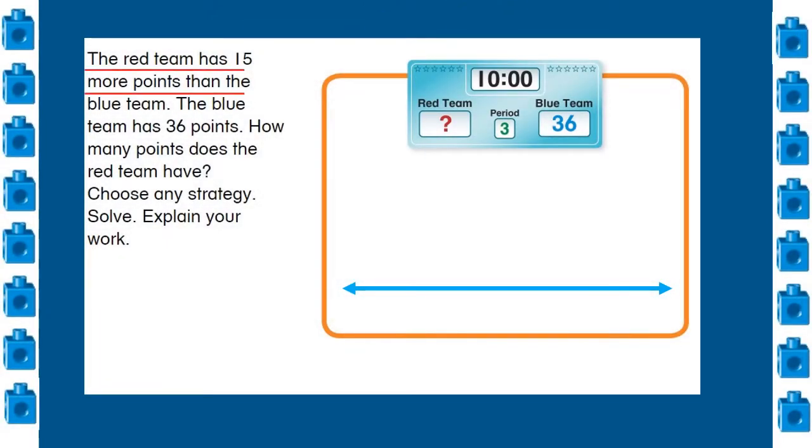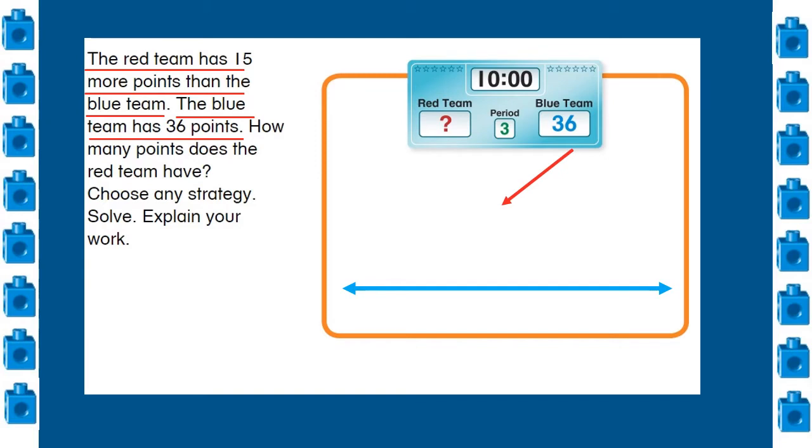Okay, so let's take a look at this problem, and we're going to underline the important information. The red team has 15 more points than the blue team. Okay, then the blue team has 36 points. How many points does the red team have? I should circle that, but I don't want to mark up the board too much here. Choose any strategy, solve, explain your work.